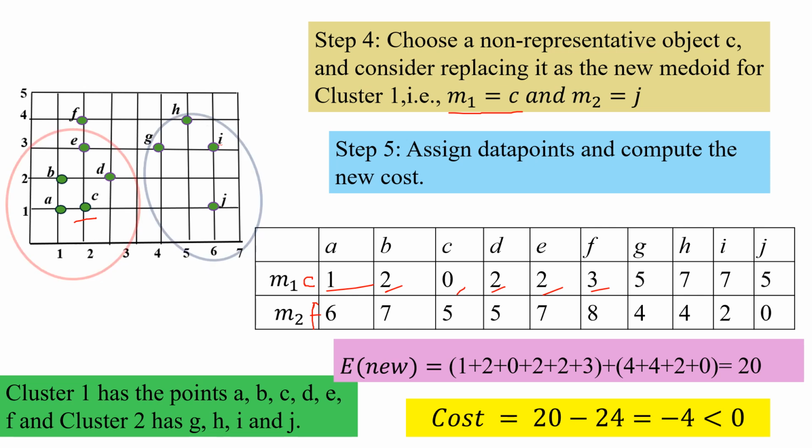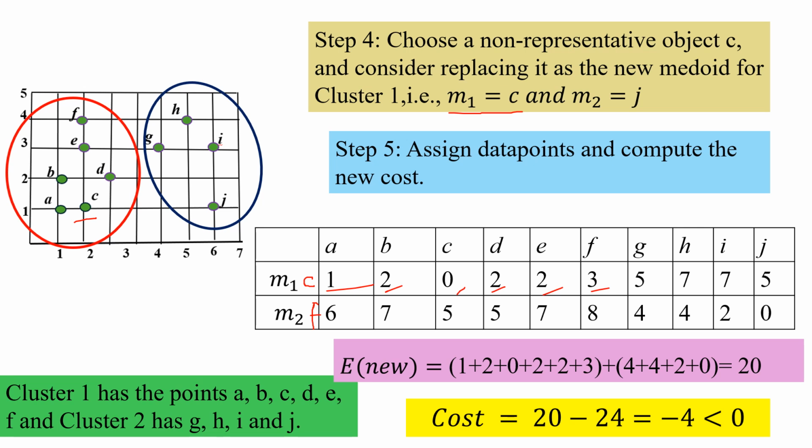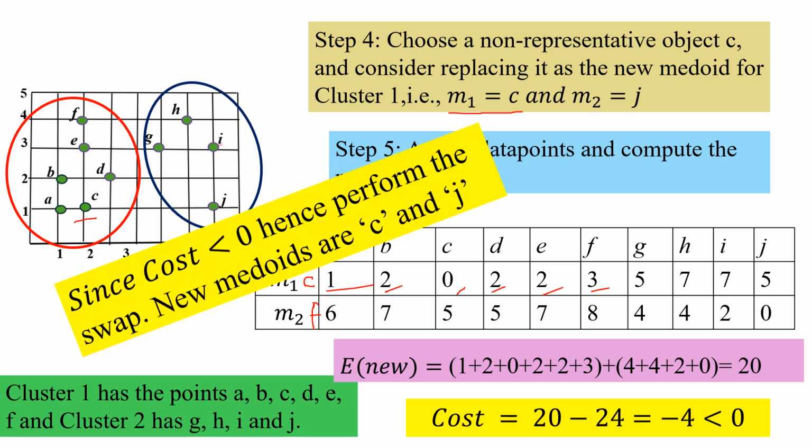comes to 20. So this is the new clustering, 6 points and 4 points, and since the new cost is 20 and the previous was 24, there is a reduction in cost, so we can perform the swap, and new Medoids are now C and J. So this completes one iteration of choosing a new non-representative object and considering it for swapping, and in this case we saw that the swap could be performed because the cost was actually getting reduced.